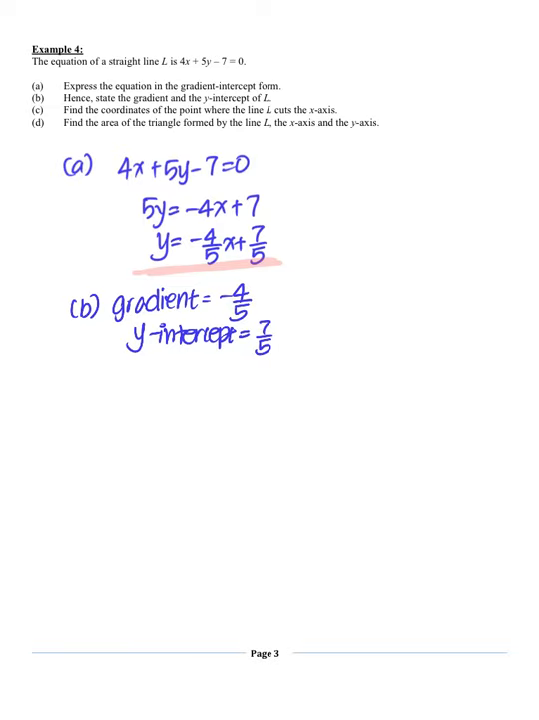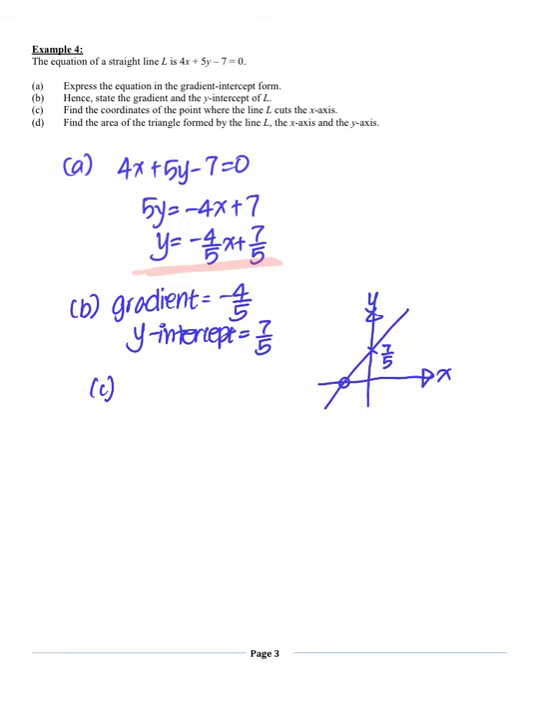And C, find the coordinates of the point where the line L cuts the x-axis. Where does it cut the x-axis? We're going to sketch it out. The gradient is negative, so it's downward sloping. The y-intercept is 7 over 5, this is y, this is x. So you want to find the point where it cuts the x-axis.